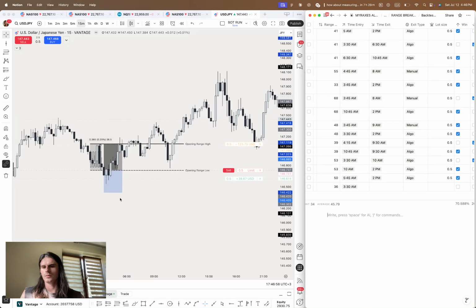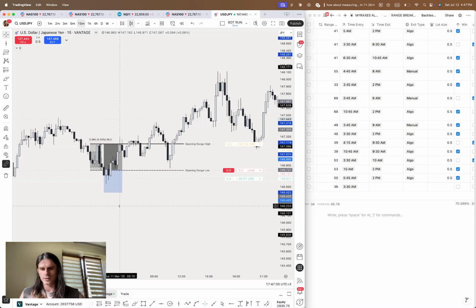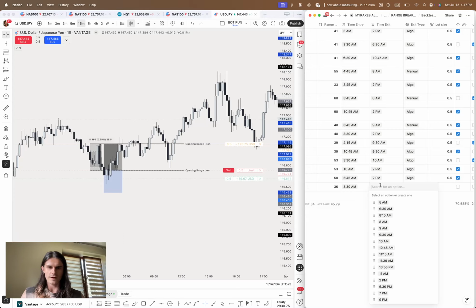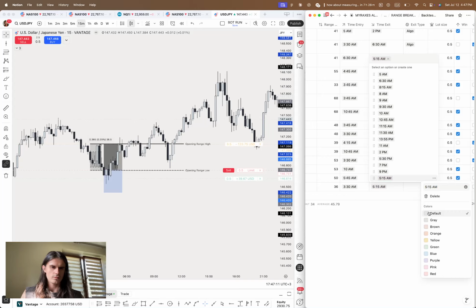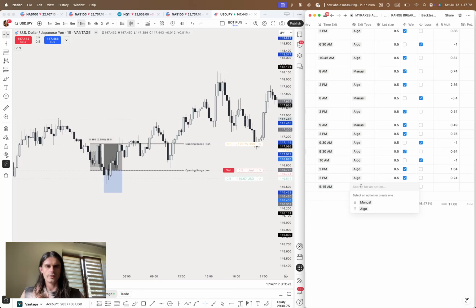Next, I mark where the trade was, at what time the trade hit the stop loss. It was 5:15 a.m. 5:15, it goes here. Then I mark whether it was a manual close or the algorithmic close, or it was a hard-coded close.